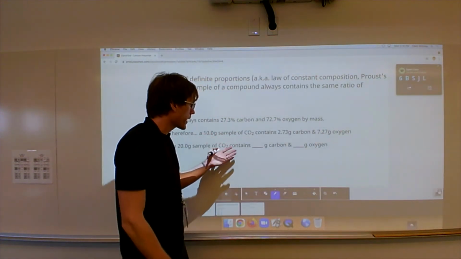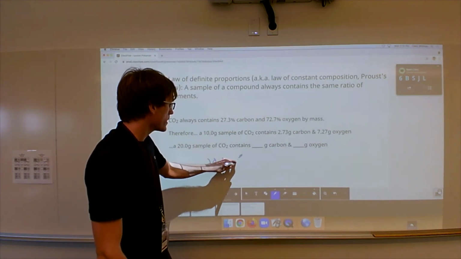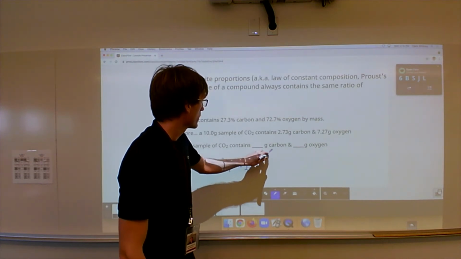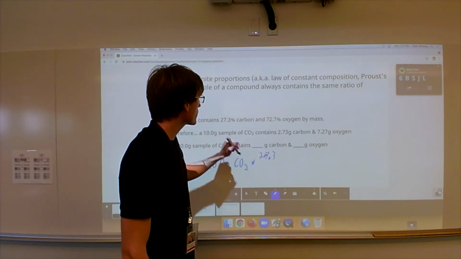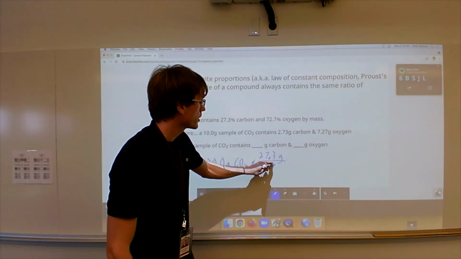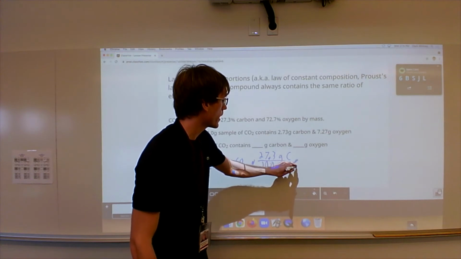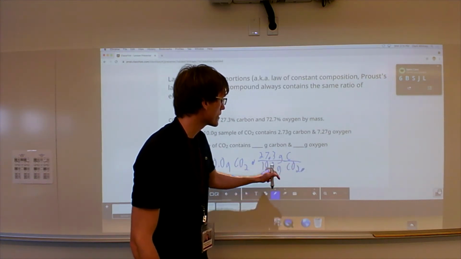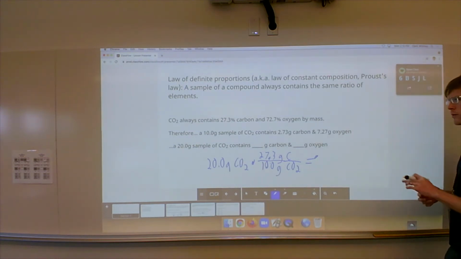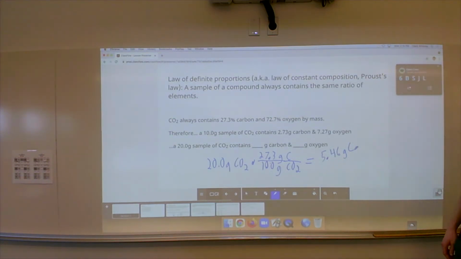If I wanted to, I could just multiply by 2, but I could also calculate it by saying, all right, we have 20.0 grams of CO2. We're going to multiply it by the percentage, 27.3, and I'm going to call it that many grams per every 100 grams. This is 27.3 grams of carbon for every 100 grams of carbon dioxide. And here we go, that is my conversion factor. We get 5.46 grams of carbon out of the 20 gram sample.